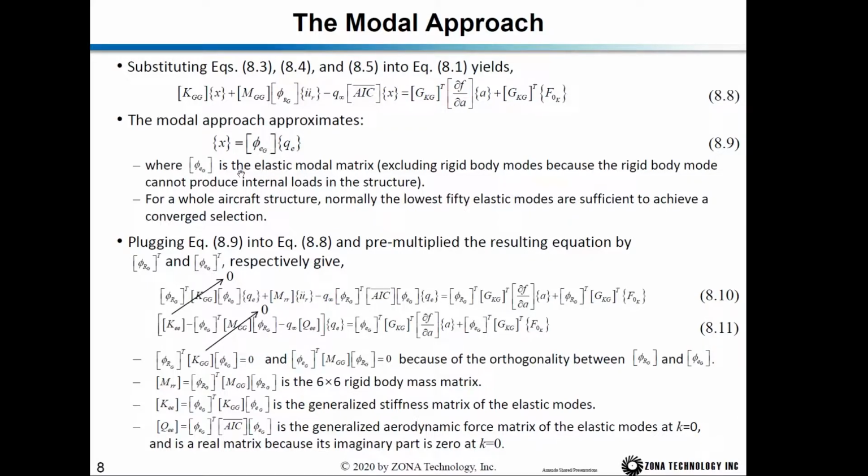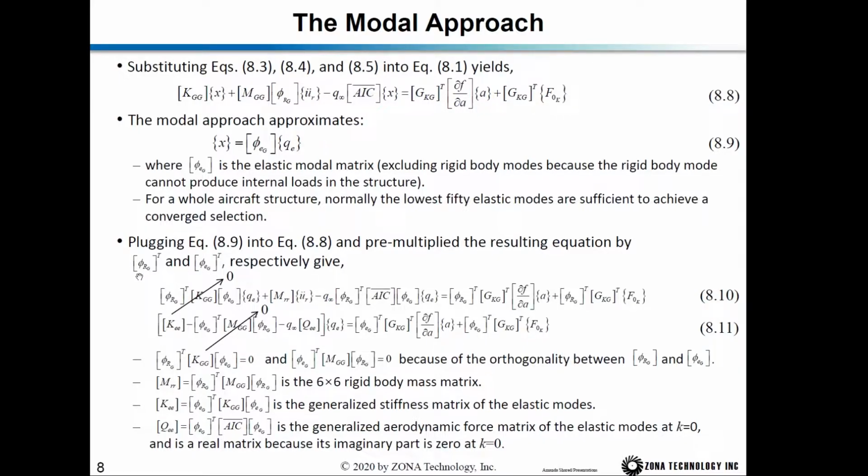So phi E is the elastic modal matrix, excluding rigid body modes, because the rigid body modes cannot produce internal loads in the structure. For a whole aircraft structure, normally the lowest 50 to 100 elastic modes are sufficient to achieve a convergent solution. Okay, then we substitute this equation in here and in here.